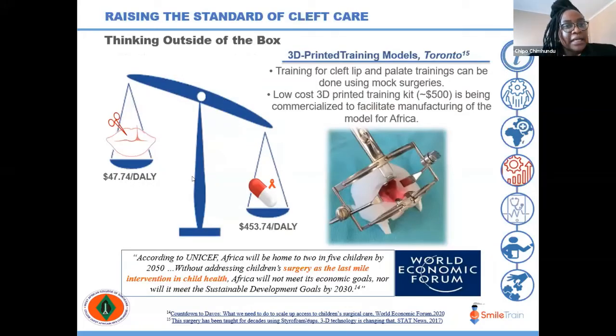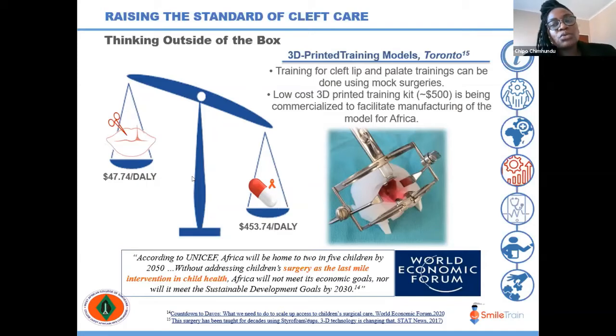So in terms of our cleft care, I'd like to strongly encourage all of us to think outside of the box in terms of how we are delivering care, but how we are also training ourselves to be ready for our surgery. It's unfortunate that we tend to focus on some of these diseases such as HIV, but you'll find it's actually, I'm sure a lot of you already know, much cheaper for us to deliver cleft care to our patients than it is to manage HIV.